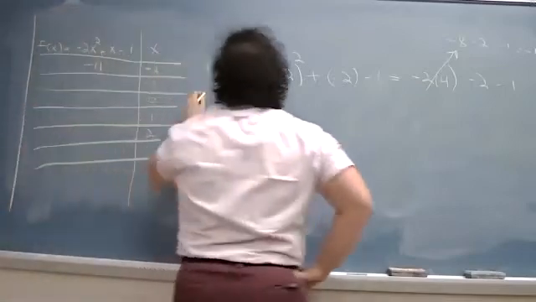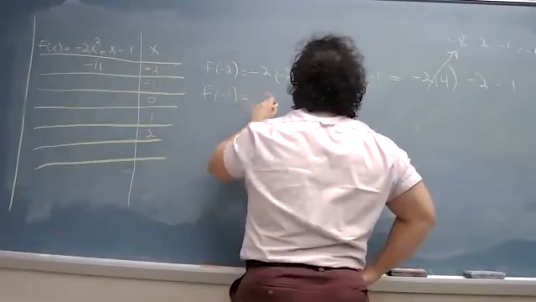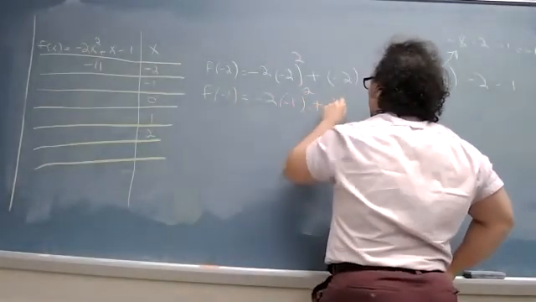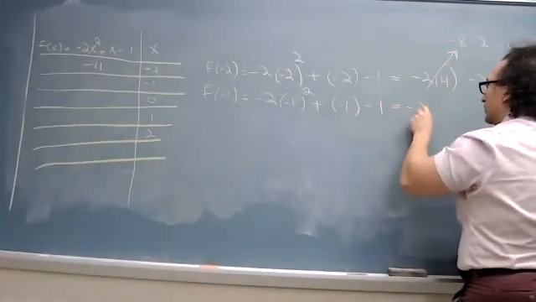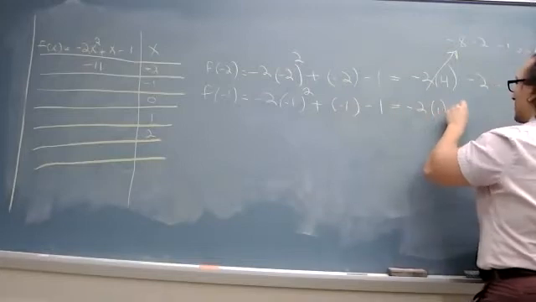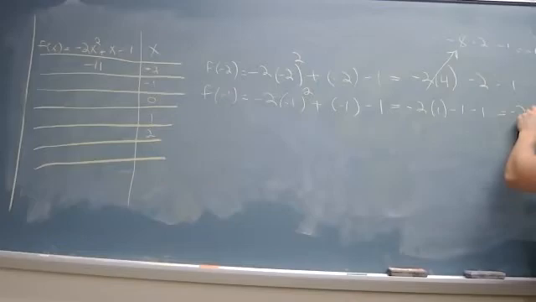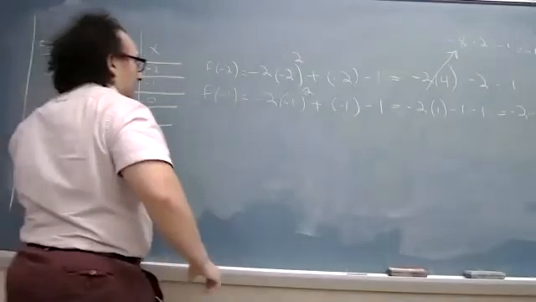What is f of negative 1? We play the game again. Negative 2 times negative 1 quantity squared plus negative 1 minus 1. So this equals negative 2 times positive 1 minus 1 minus 1. So this equals negative 2 minus 1 minus 1. So that's negative 2 minus 2. So that's negative 4.